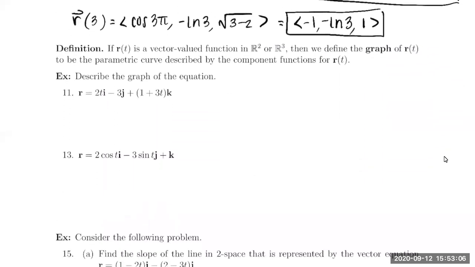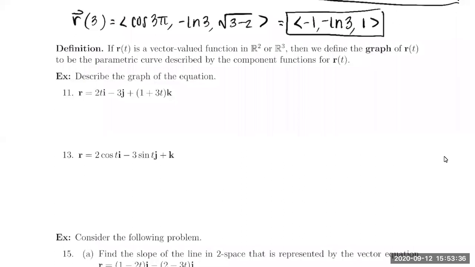All right, so we understand domains as well as how to evaluate vector valued functions. We would like to better understand the graphs that these vector valued functions output. So we have that definition. If r of t is a vector valued function in 2 or 3 space, then we define the graph of r of t to be the parametric curve described by the component functions for r of t. So the graph is exactly what you think it is. Let's take a look at some brief examples here.